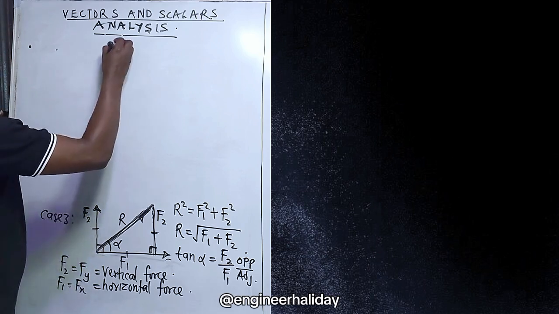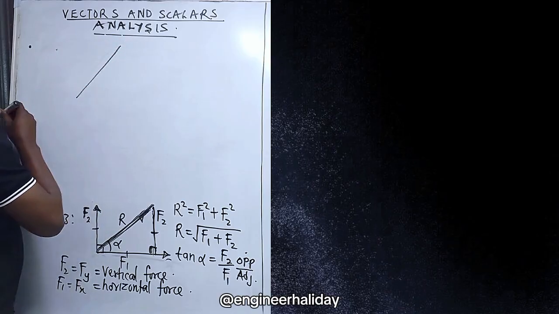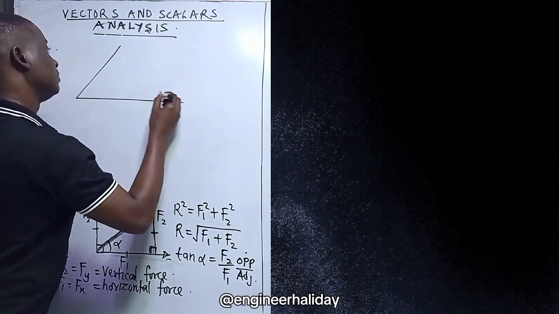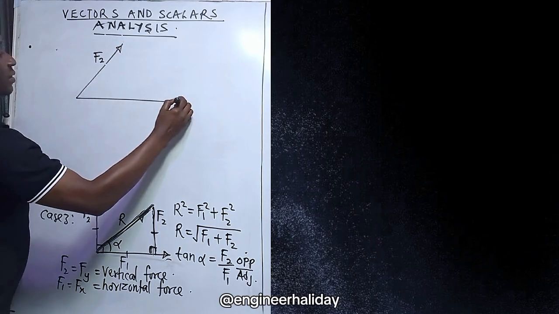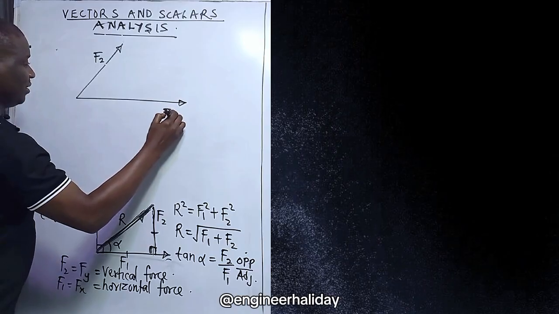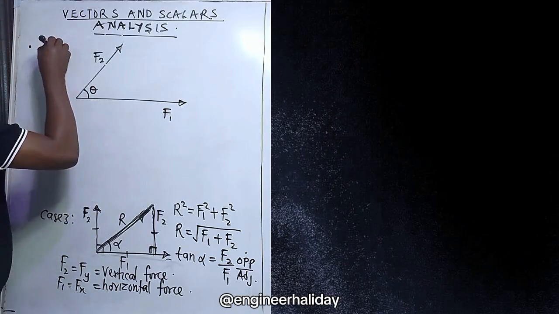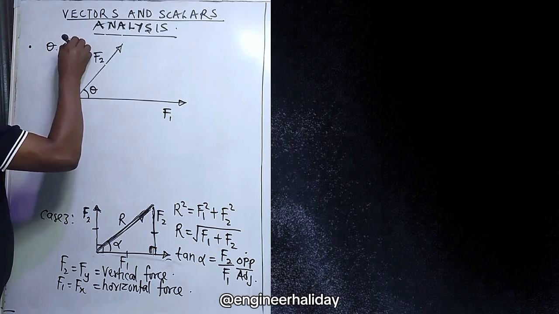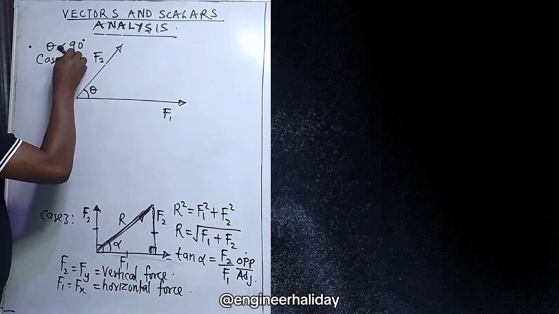Let's look at the case of less than 90. Now let's have F2 and this F1. Let's say the angle between them is theta, and theta is less than 90. Don't forget, this is case 4.